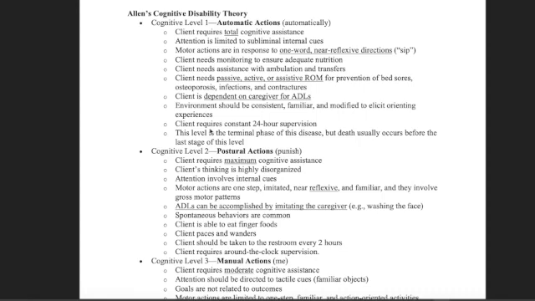I think of it like the Ranchos levels. They started at 1 and progress up, 1 being the worst. So Allen cognitive levels are just the same. 1 is the worst, and they progress to the most improved.